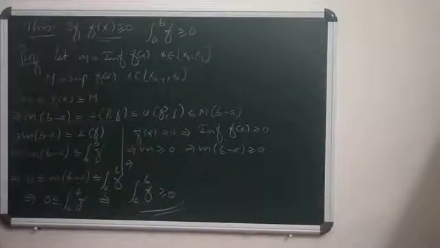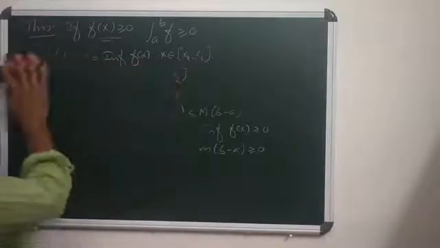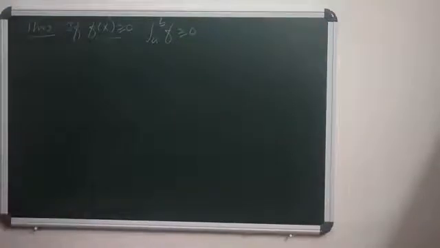So the theorem states that if f of x is greater than or equal to 0 and f is integrable on I, then integral a to b f is greater than or equal to 0. This property is said to be the positivity property of Riemann integrability. Agreed? Now, by this argument, if f of x is greater than or equal to 0, then integral a to b f is greater than or equal to 0.